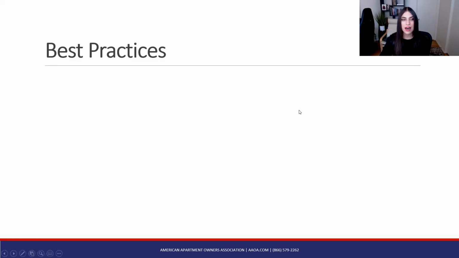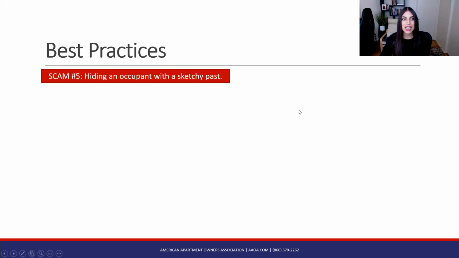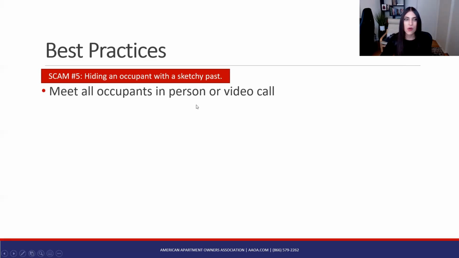A couple more things to cover. One of the main scams is hiding an occupant with a sketchy past. So, you screen the person, they seem great. They don't tell you that somebody else is going to move in who maybe has a criminal record or evictions or bad credit, and they move into the unit and they cause a lot of problems, but they're not listed on the lease. That is a very common scam. So one of the best ways to do it is to really try to meet all the occupants in person or on a video call. Verify, even after they move in.